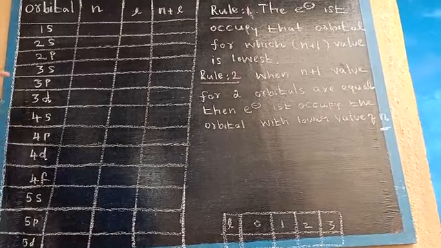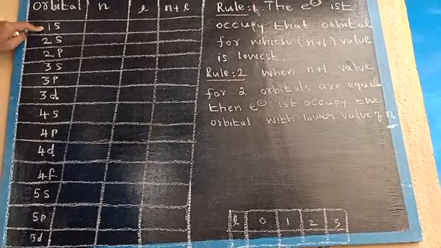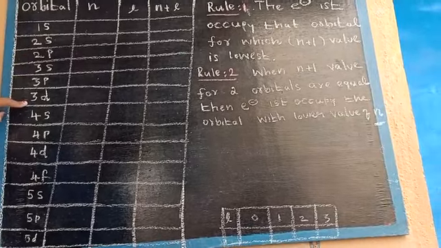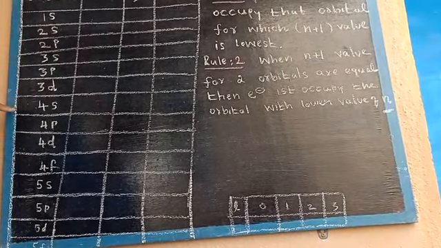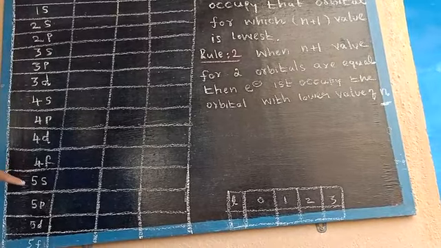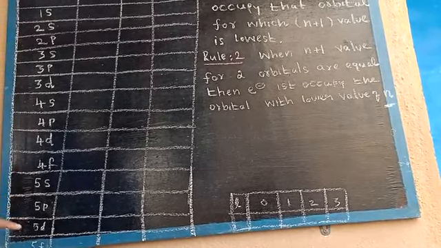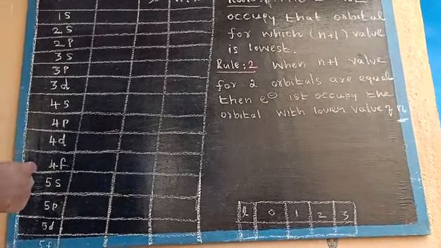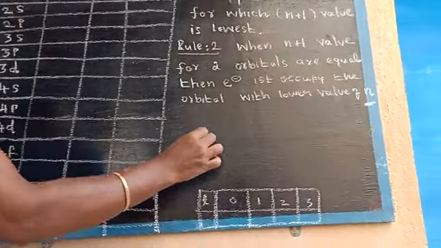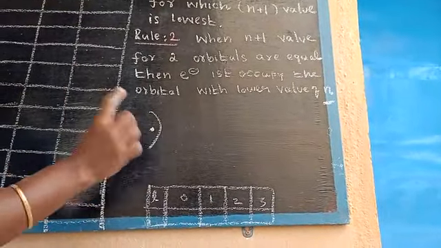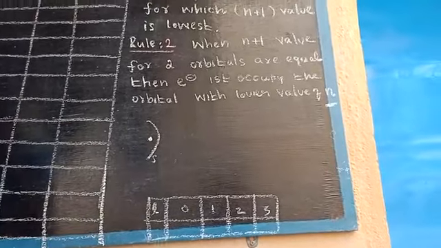So 1s, 2s, 2p, 3s, 3p, 3d. The series you know very well, children. 4s, 4p, 4d, 4f, 5s, 5p, 5d and 5f. First write the orbitals. You know these orbitals very well. Nucleus, first shell, n is equal to 1, s orbital. So 1s.